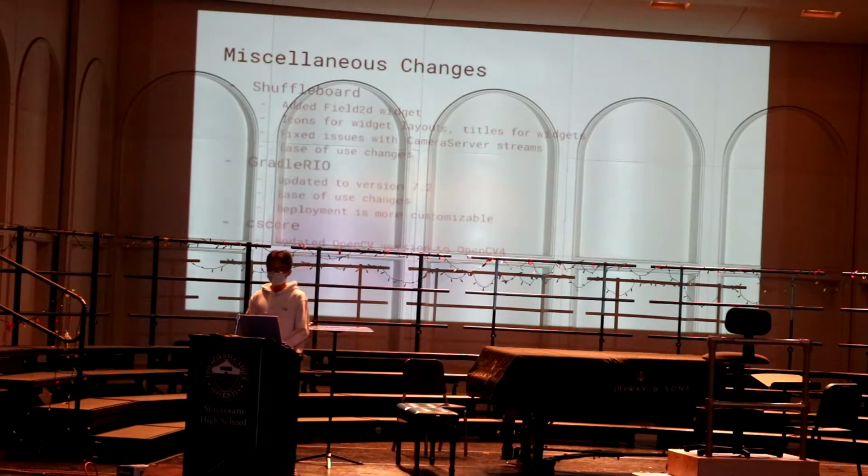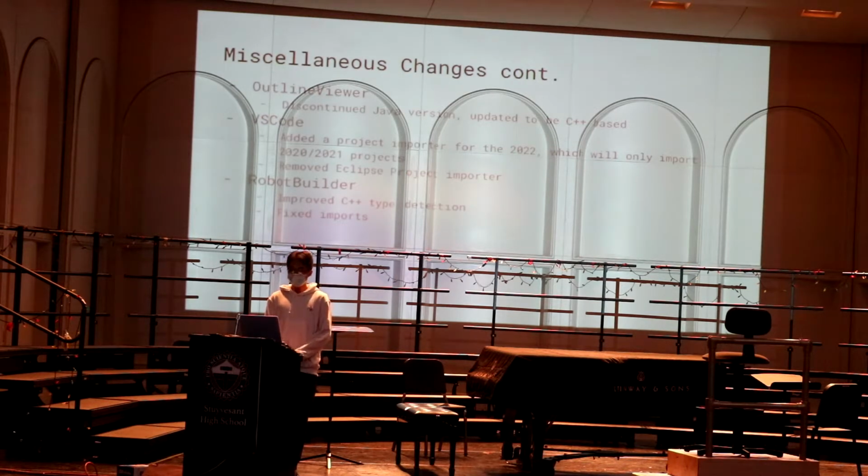Some miscellaneous changes. There have been ease of use changes for Shuffleboard. They fixed issues with some camera server streams and added a Field2d widget. The GradleRIO version has been bumped up to 7.2. There have also been ease of use changes, and deployment is now more customizable. For CScore, the OpenCV version has been updated to OpenCV 4.